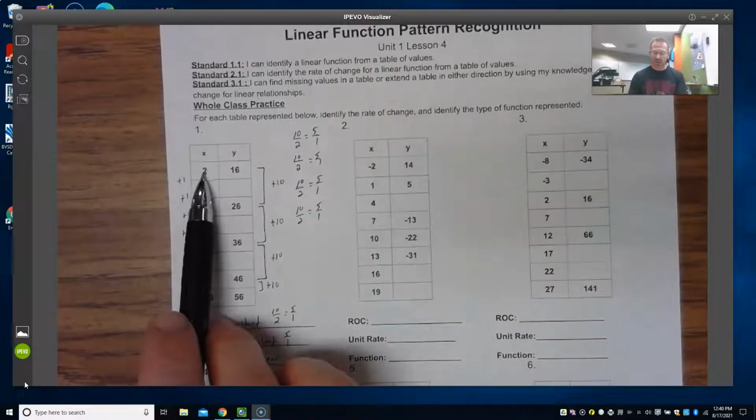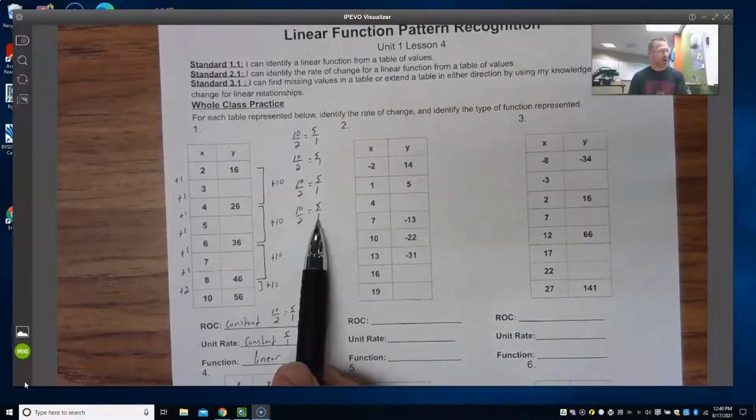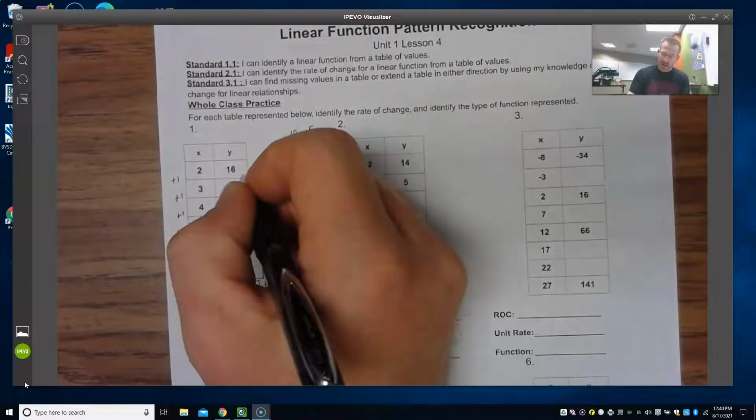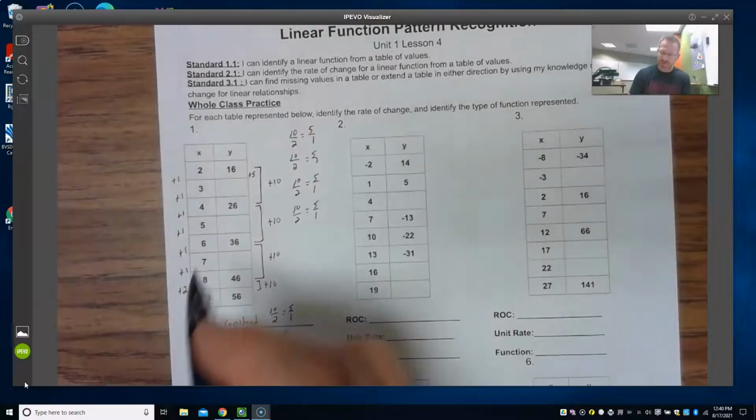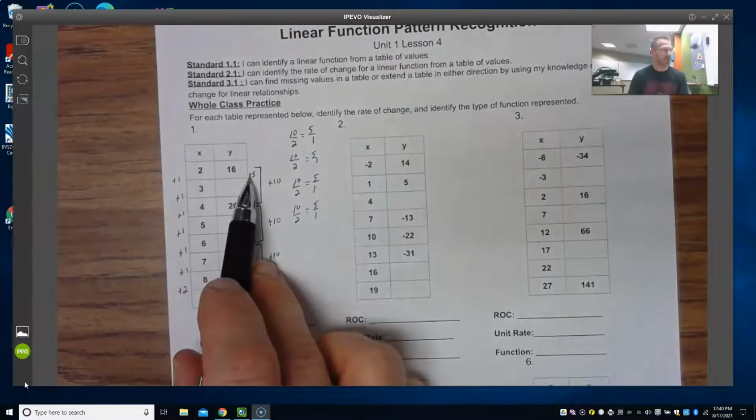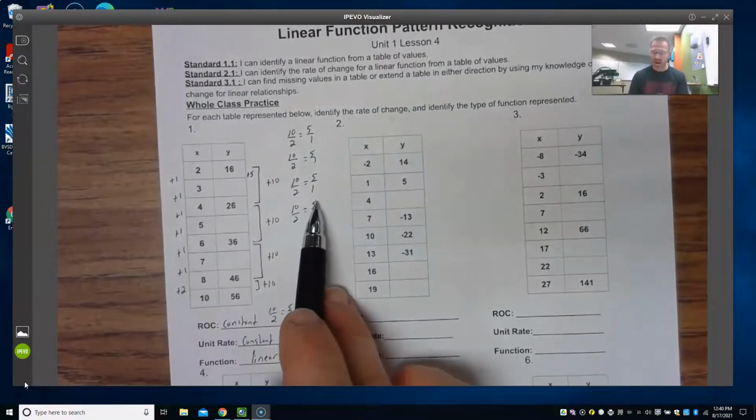Now when we go back in, we want to fill in these changes here. Notice this goes up by 1. If x goes up by 1, I want my y to go up by 5. So that means I need to add 5 right here, so plus 1, plus 5. There's that 5 to 1 that I have right here.